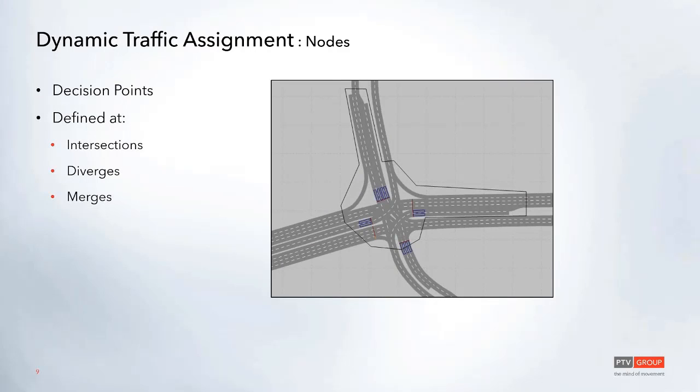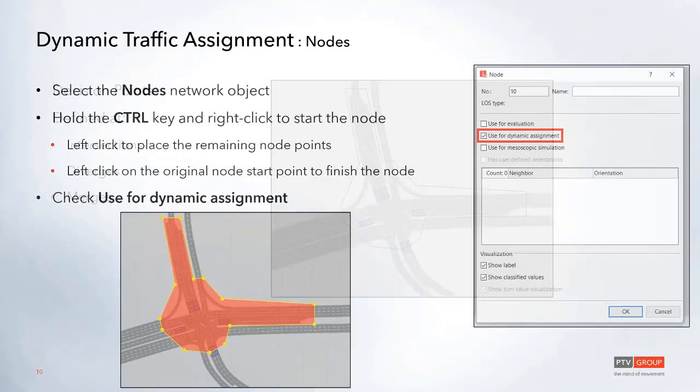All right, so let's take a closer look at all of these elements that need to be defined. First up is going to be nodes. Again, these are going to be placed at any decision points where vehicles will need to decide what their next choice will be. So nodes are really just a polygon that can be placed around any of these locations. For DTA, you'll need to place these at any intersections, making sure to include the turn bays, and also at any diverge and merge points.